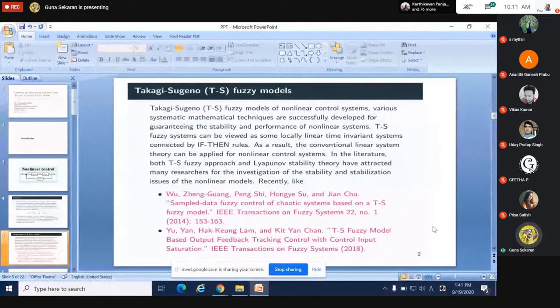Many practical applications use the TS fuzzy model, which will be very useful. The Takagi-Sugeno fuzzy models of nonlinear systems use semantic mathematical techniques and have been successfully developed for analyzing the stability and performance of nonlinear systems. TS fuzzy systems can be viewed as locally linear time-varying systems connected by if-then rules. As a result, conventional linear system theory can be applied to nonlinear systems. In the literature, fuzzy approaches to stability theory have attracted many researchers working on stability and stabilization. For reference, you can see this paper, which is very useful for understanding these fuzzy logic methods.